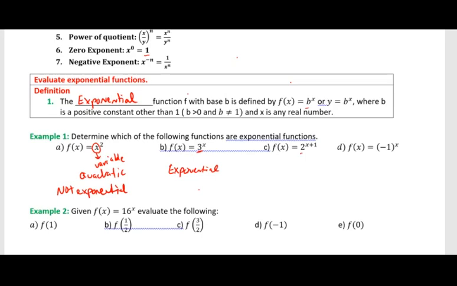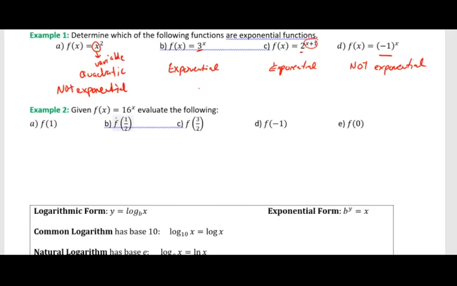And then here our base is a 2. And then we have x plus 1. So it has a variable in it. So this is going to be exponential. And then we have f of x equals negative 1 raised to the x. So our base here is negative 1. And so notice that it fails this part of the requirement, b greater than 0. So this is not exponential.